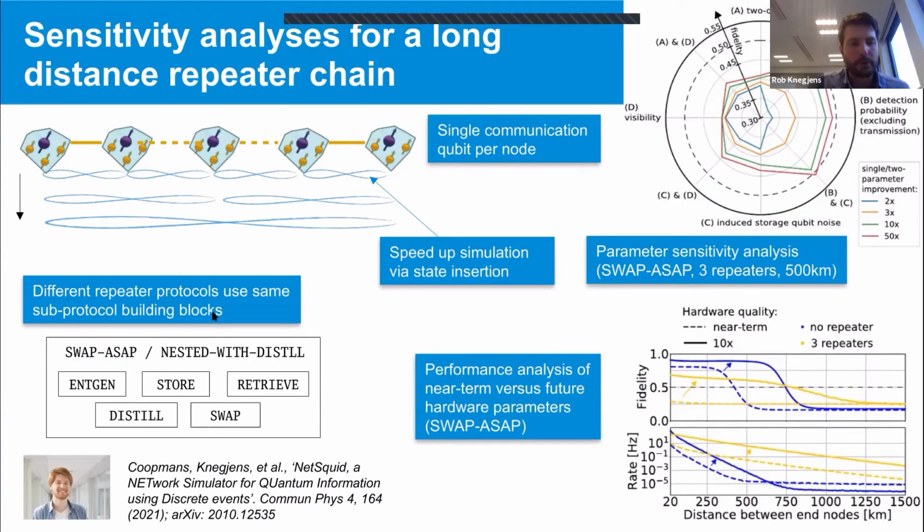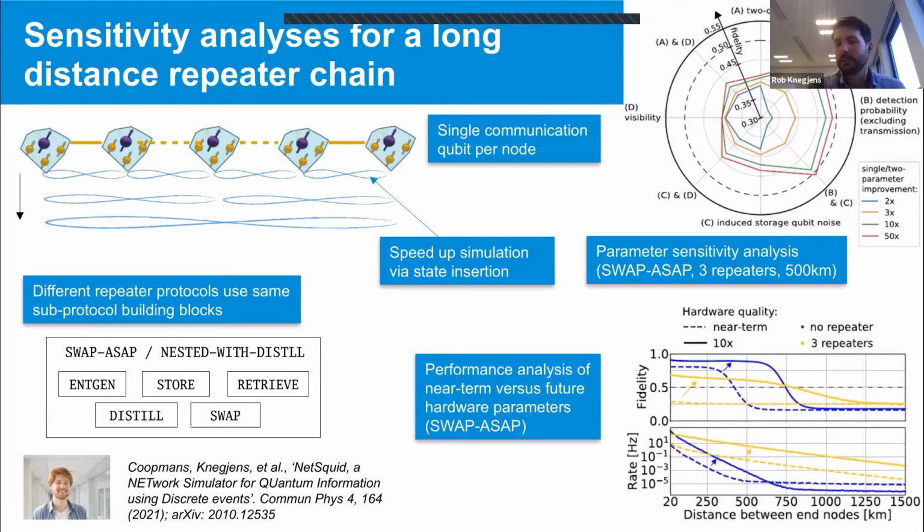model the different protocols he considered, so with distillation or not, whether to swap as soon as possible, using sort of sub-protocol blocks that did specific tasks and reusing those. So in a protocol way it was quite modular. And in the end, what he analyzed was a sensitivity study of improved future parameters.